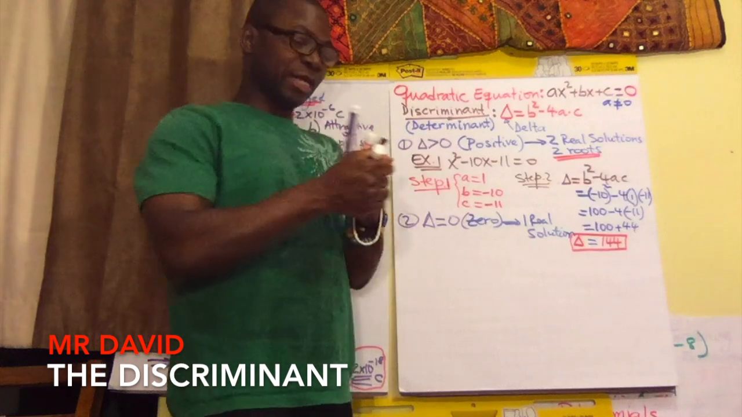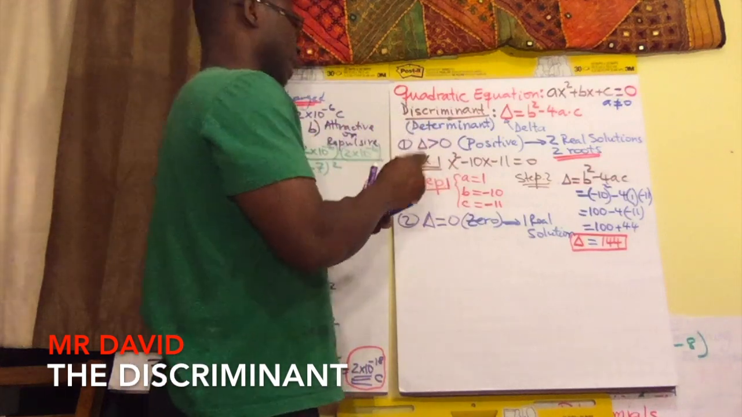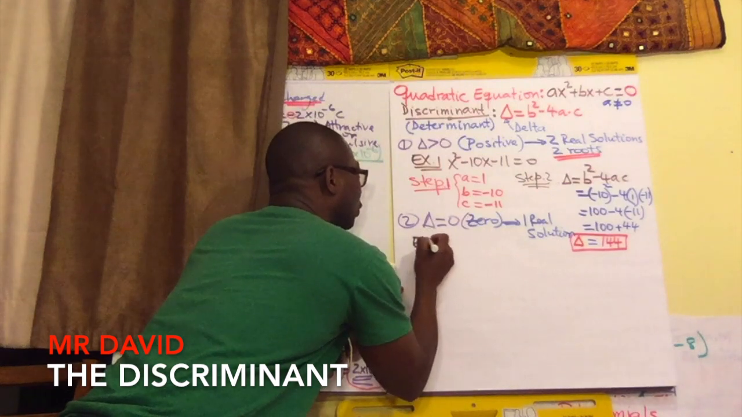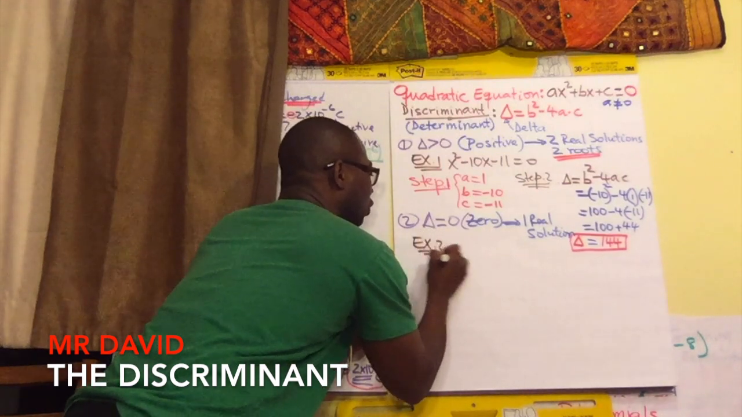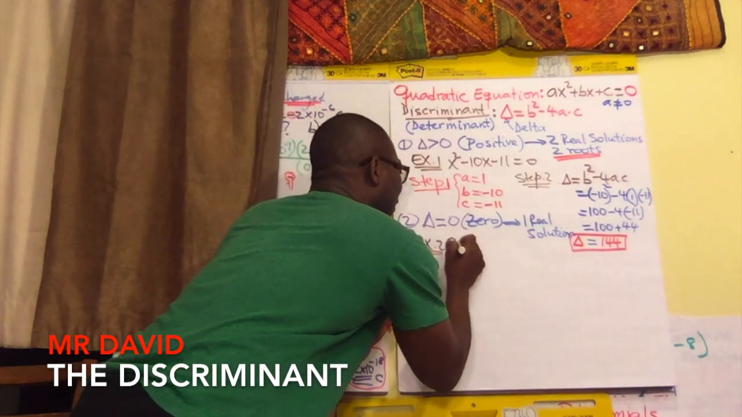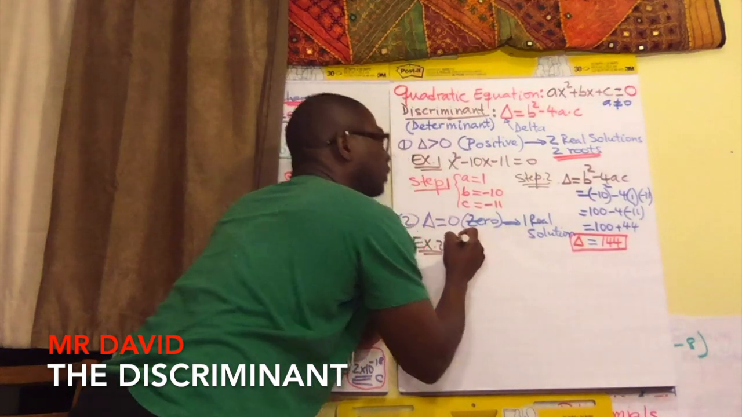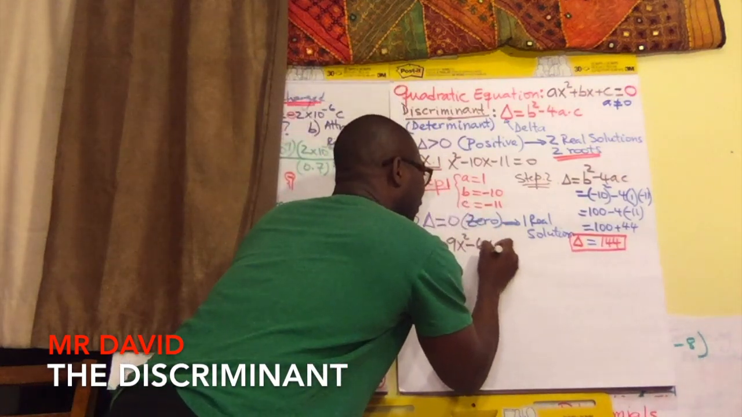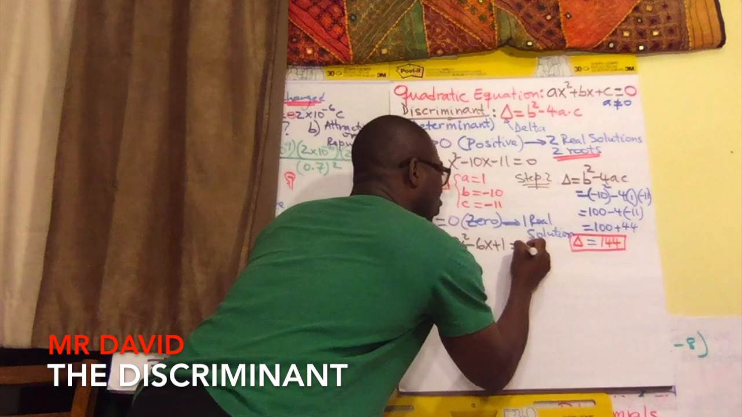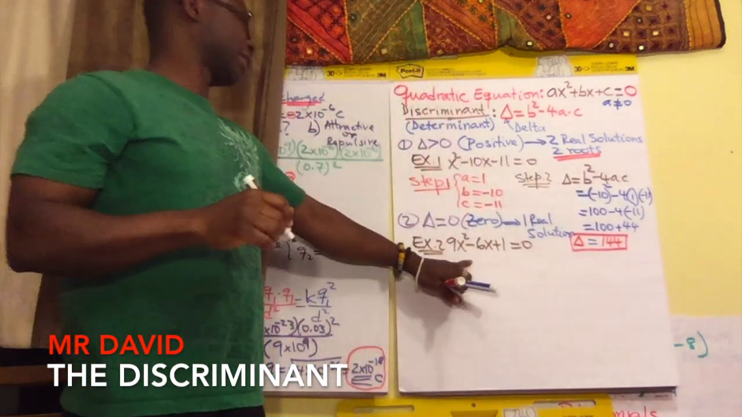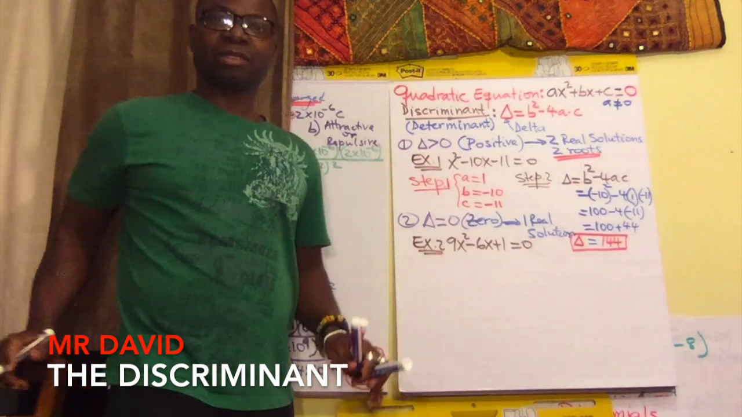Let's see if we could do an example of that. So let's say we want to find the discriminant. I'll call this one example 2. Find the discriminant for 9x squared minus 6x plus 1, for example, equal to 0. We gotta make sure it's equal to 0. 9x squared minus 6x plus 1. Okay, this one should work.